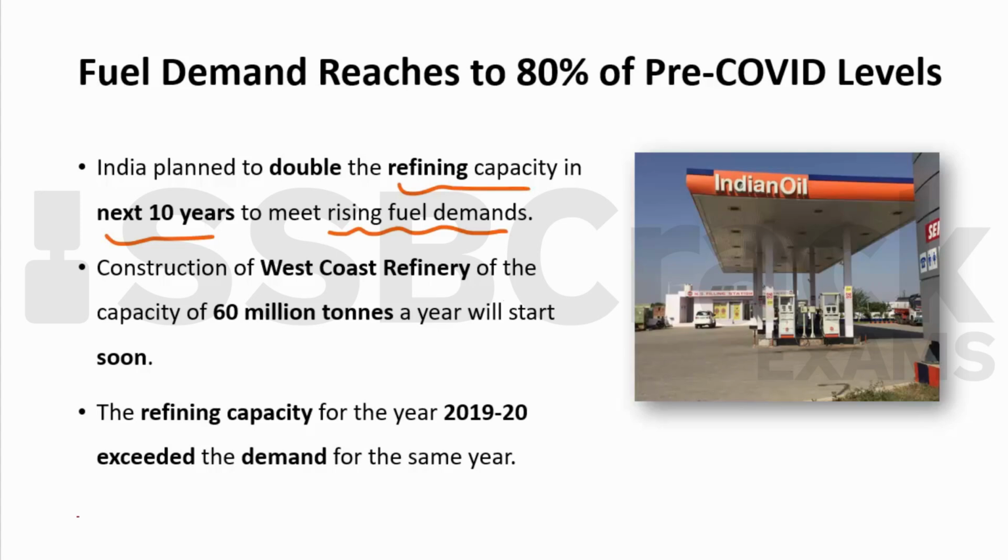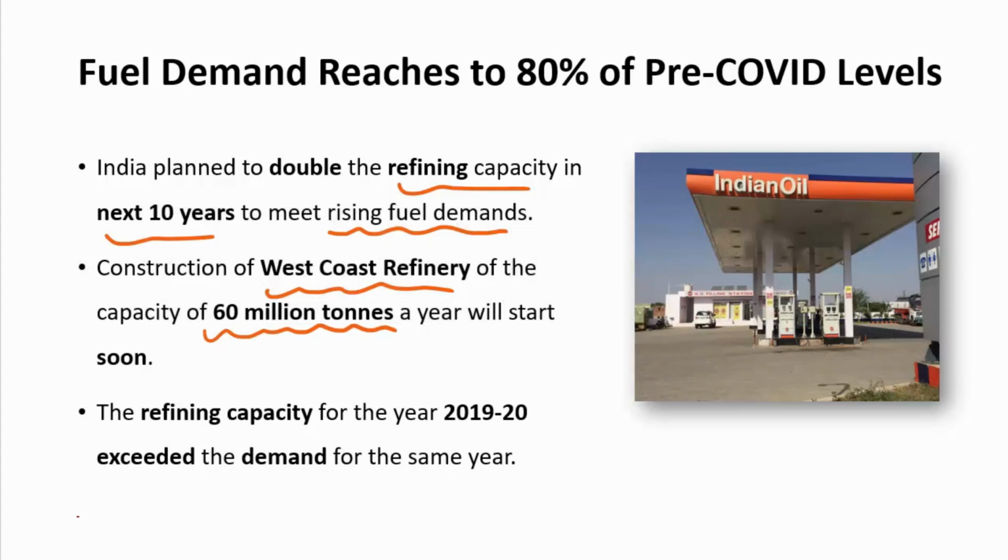Regarding that, a West Coast refinery will be set up, with a capacity of 60 million tons per year, and this will start very soon. This project, which will be starting very soon, comes under this vision of doubling the capacity of refining crude oil in the next 10 years.